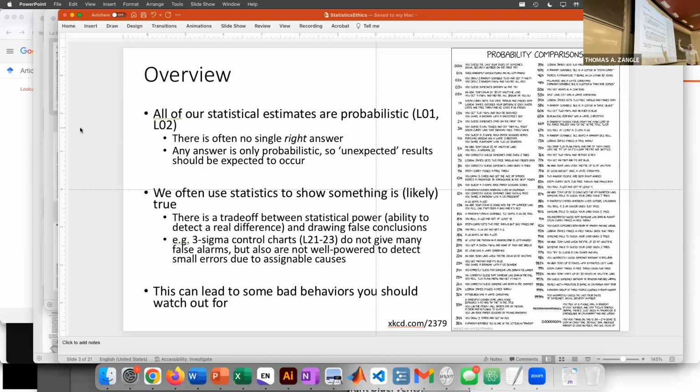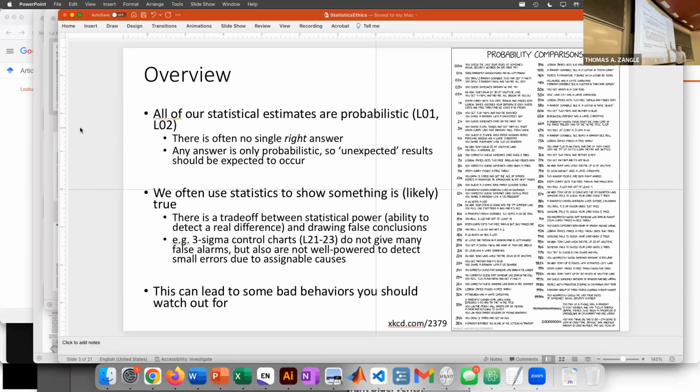Right, so any answer that we get is probabilistic, so unexpected events should be expected to occur occasionally, right? If we say something, we take it to a significance level of 1 in 100, still, if you do enough trials, you will see that unexpected event. Another thing to consider here is that we often use statistics to show that something is likely true or not, right? So often we're using statistics in service of some perspective. And so that means that there's often motivation to use those statistics to show something is likely or not, depending on what your perspective is or what your motivation is.